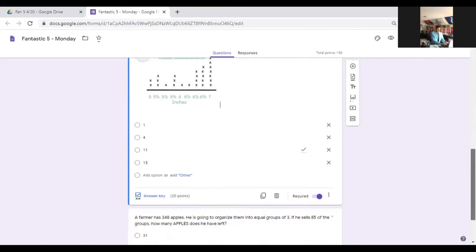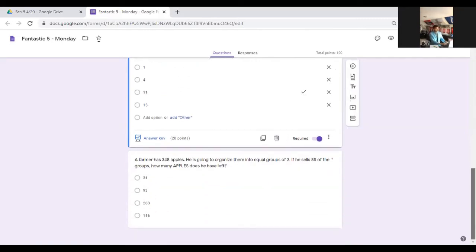All right, speaking of reading, I'm going to pat myself on the back for this question. I love this question. All right, it says a farmer has 348 apples. He's going to organize them into equal groups, divide, of 3. Here's the important part. If he sells 85 of the groups, how many apples does he have left?